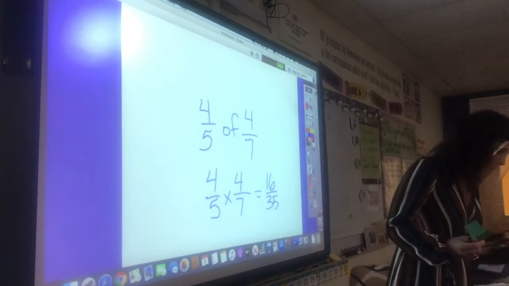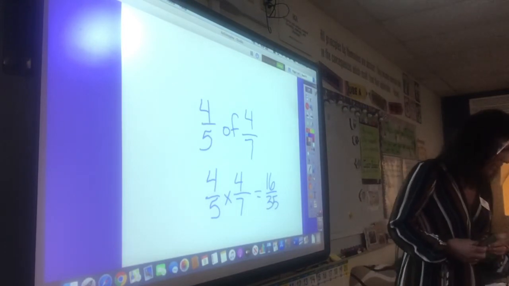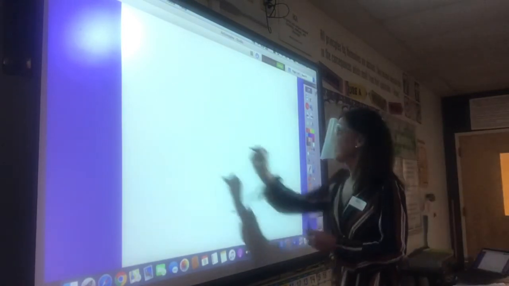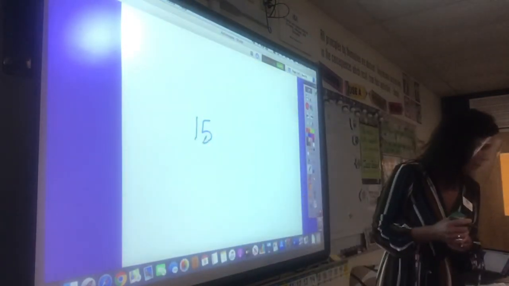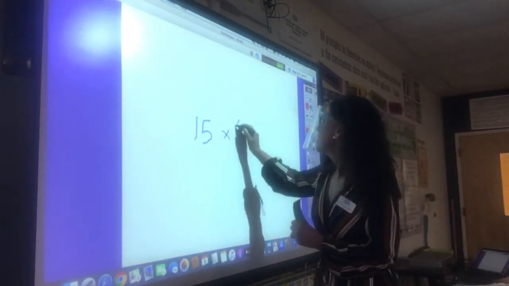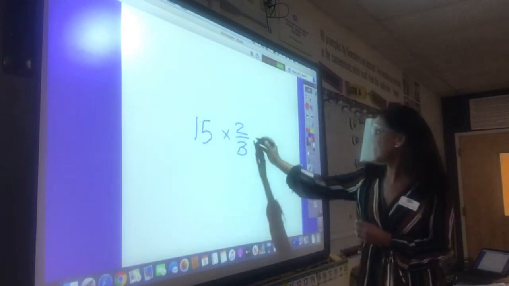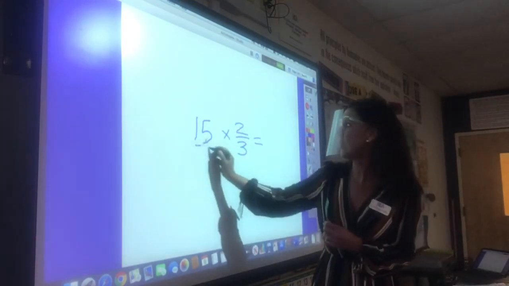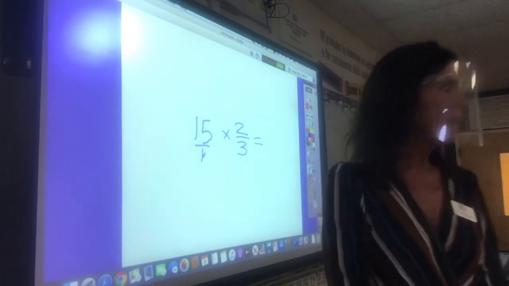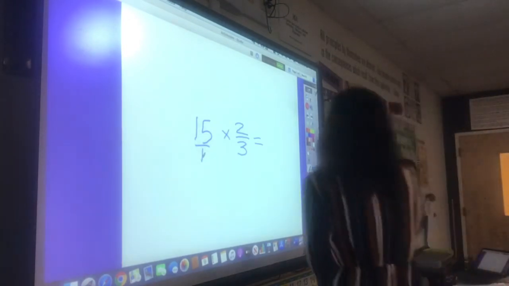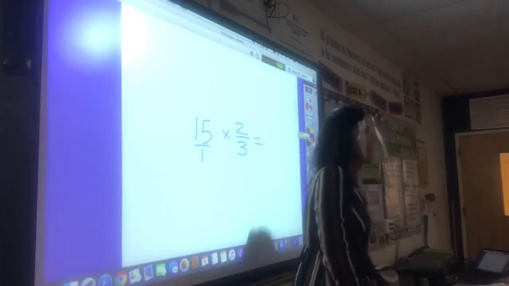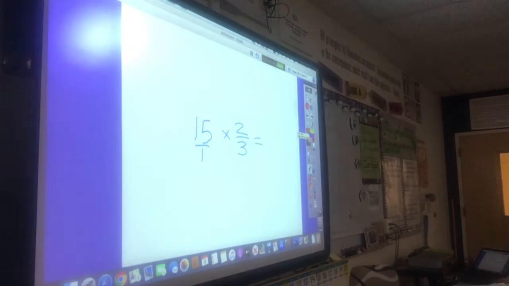Okay, let's try another one. What about 15? We've got a whole number, so you could go ahead and write 15 over 1. So 15 times 2/3. Remember, if it's a whole number, you can just stick a 1 underneath it. And 15 and 3 are going to cancel. And so what happens with 15 and 3? What's the biggest number that would go into 15 and 3?